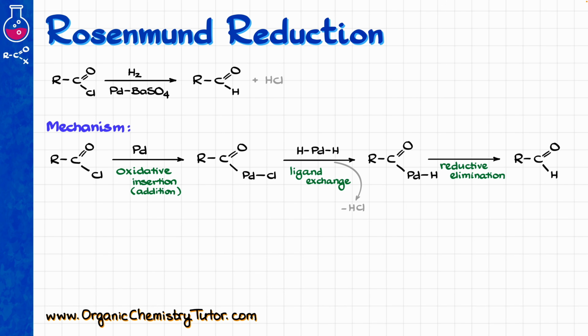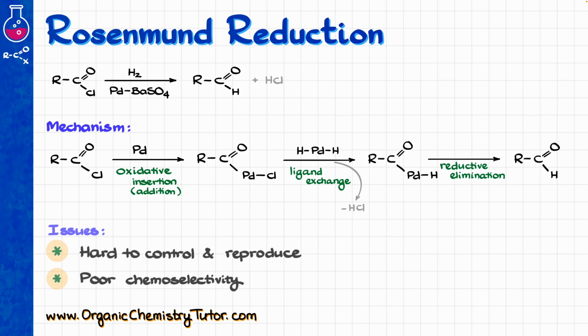And while Rosenmund reduction might look good on paper, there are unfortunately some very big problems with this reaction. First of all, it is extremely hard to control and reproduce your results. The biggest problem here is the catalyst and the quality of the catalyst. It is extremely difficult to make the same catalyst twice the way it is prepared for this reaction, and because of that, the results can vary greatly.